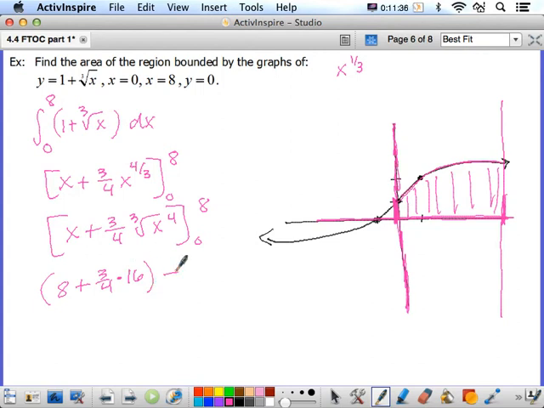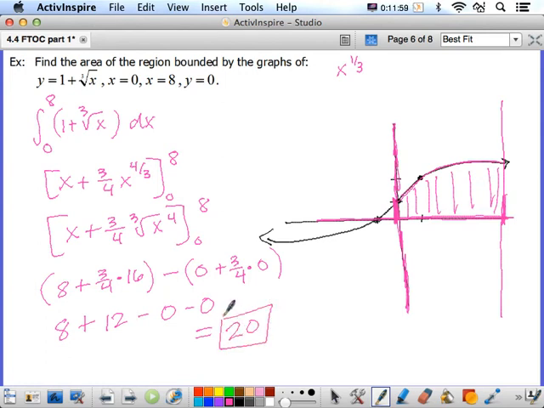Minus, we'll substitute in 0, and we'll get 0 plus 3/4 of the cube root of 0 is 0, 0 to the 4th is 0, so times 0. So we really have 8 plus 12 minus 0 minus 0. So it looks like that area is 20. So that's not too bad. You can check that in your calculator.